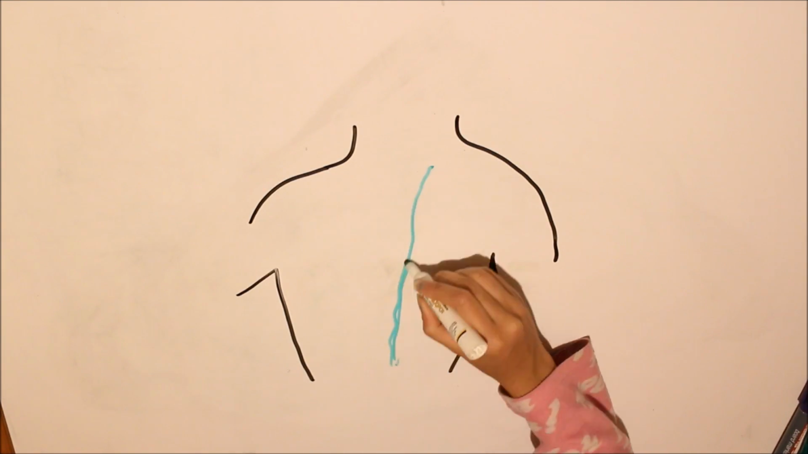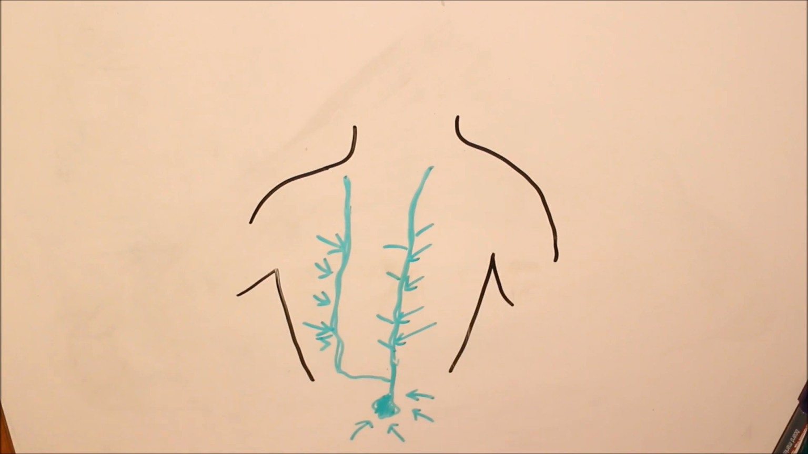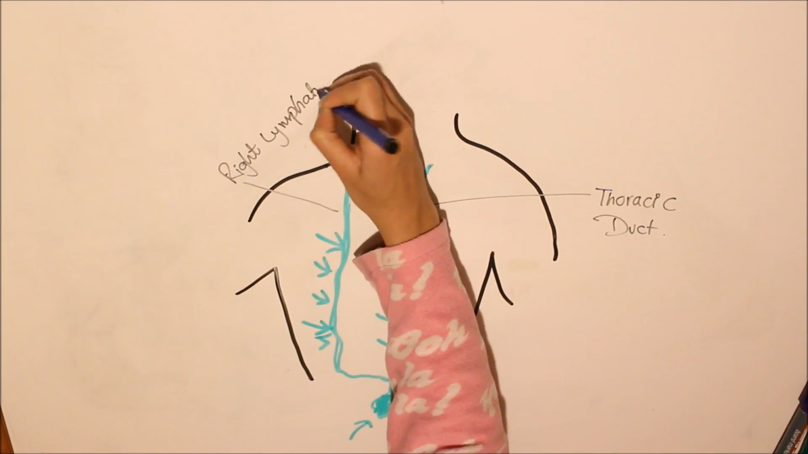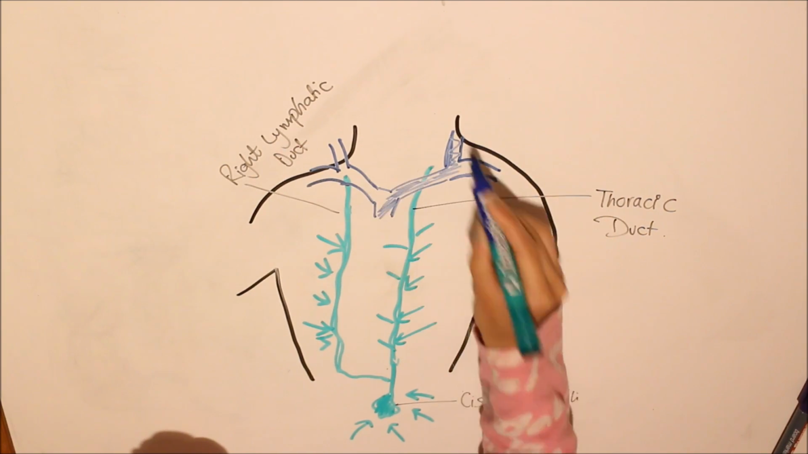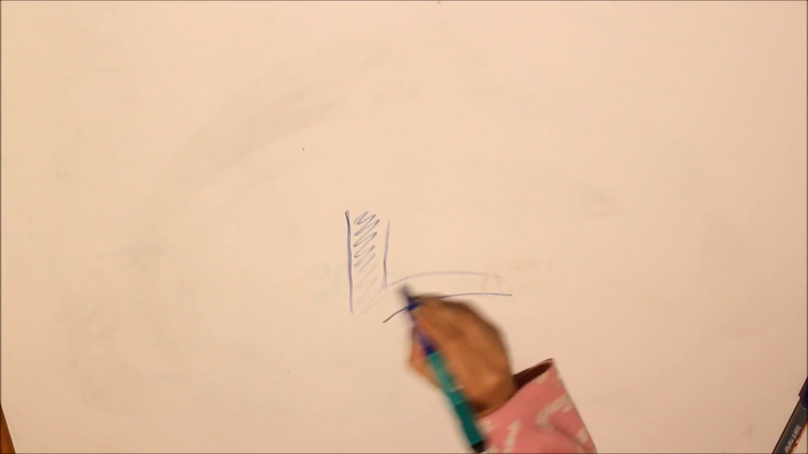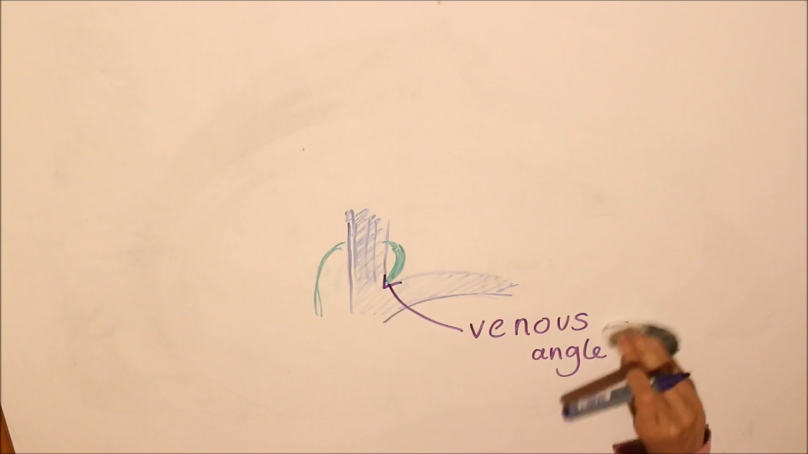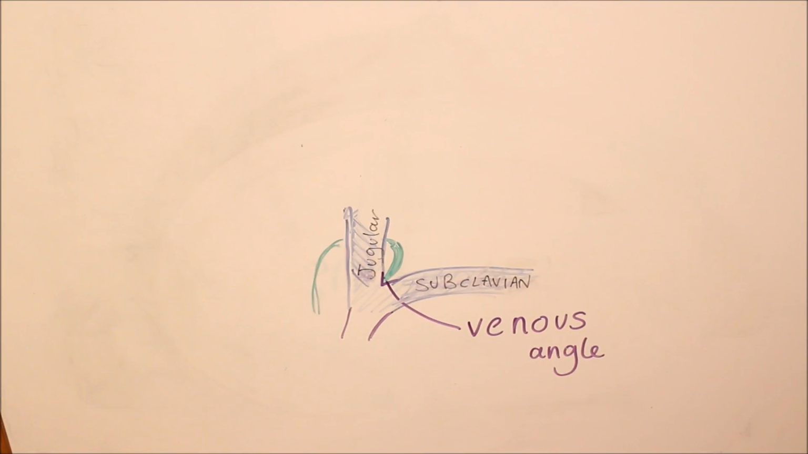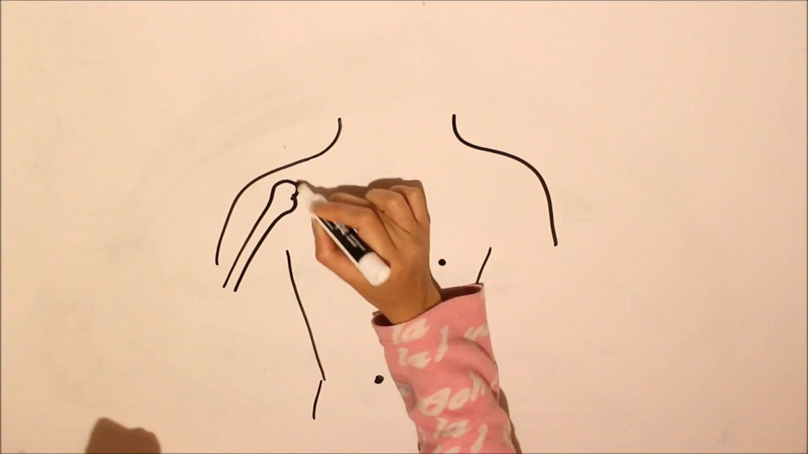The top right quadrant of the body is drained by the right lymphatic duct and the rest of the body by the thoracic duct. All the lymph in the body drains to the cisterna chyli, the big daddy lymph node, and from there to the right lymphatic and thoracic duct, to the right and left venous angles respectively. The venous angle is the angle formed by the bifurcation of the brachiocephalic vein into the jugular and the subclavian.